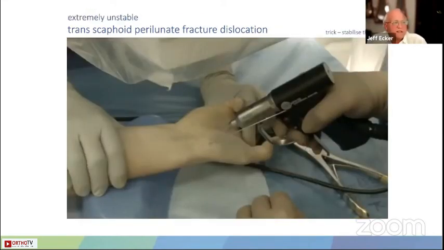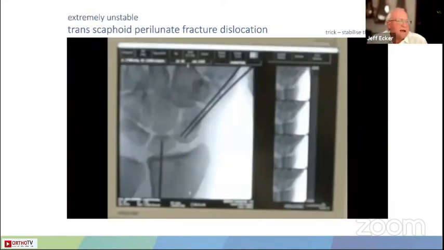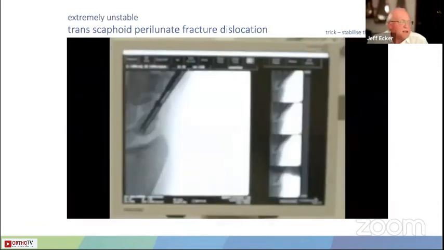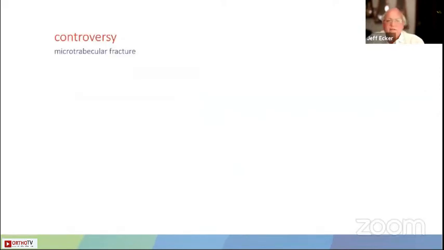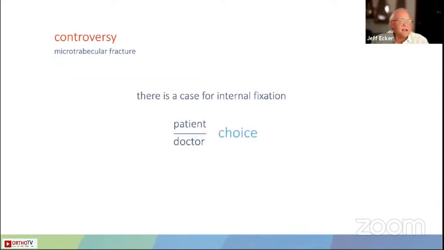The trick here is just to fix the lunate, the mid-carpal joint, and you can use the same technique. You fix the lunate, it becomes quite straightforward. 4 months later, he heals. So we still have a controversy. We have a microtrabecular fracture, truly undisplaced, and there still is a case for internal fixation.